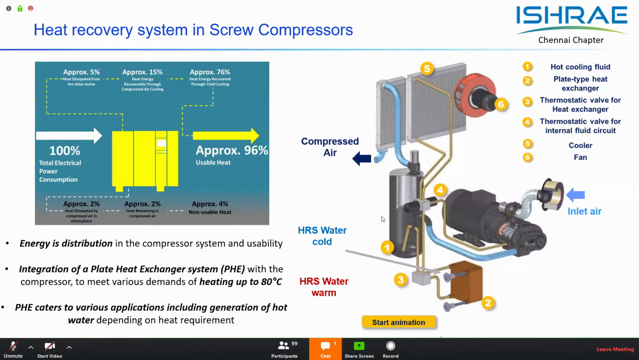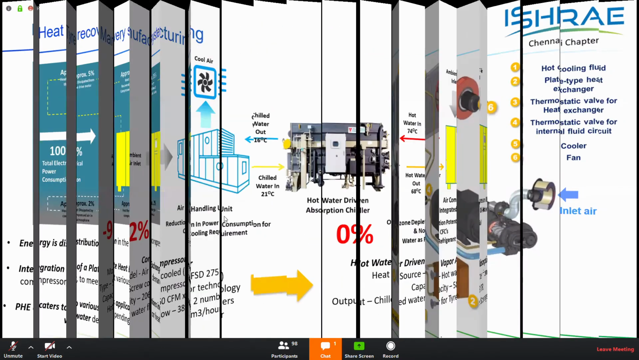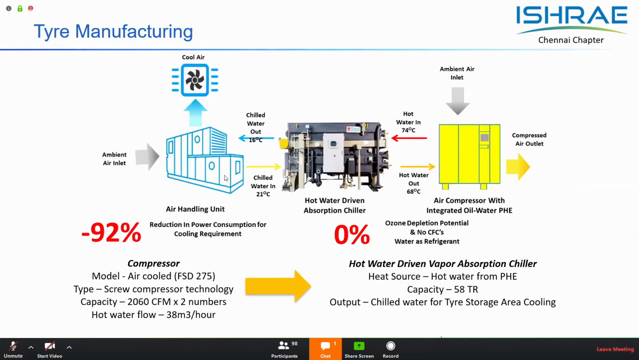So what can be done is this heat from the intermediate circuit, where an oil is circulated, which removes this heat from the air. This oil can be put through a heat exchanger and you can generate hot water up to 75 or 80 degrees Celsius. This hot water can be effectively used in an absorption unit to produce cooling. One such case I would like to showcase here is in a tire industry where a battery of compressors is put to use.